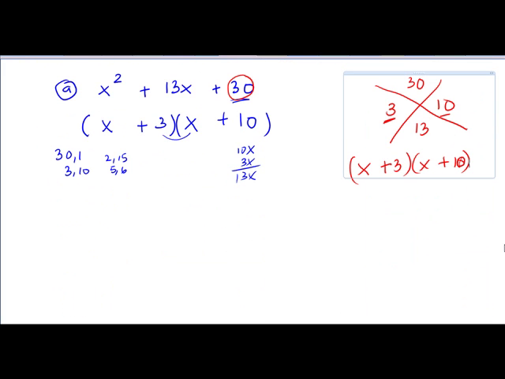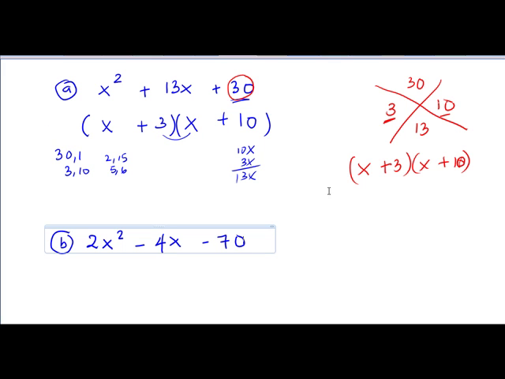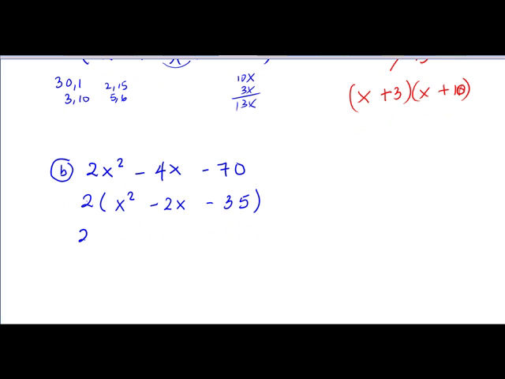Let's try another one, like this one. So once again, before you do anything, try to factor out a GCF if possible. I see that I have 2, 40, and 70 here. All the 3 numbers here are divisible by 2, so therefore 2 must be the GCF, so I'll pull out a 2. And I have this polynomial. And then you can do the trial and error method. Always keep the 2 down here.